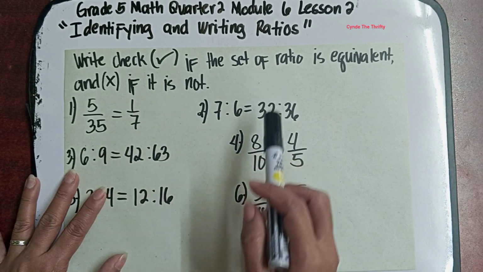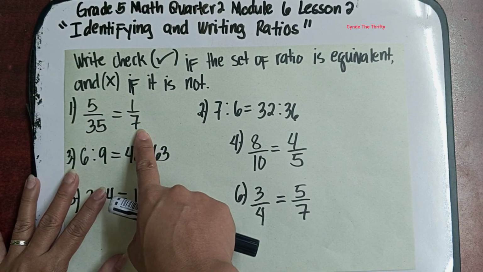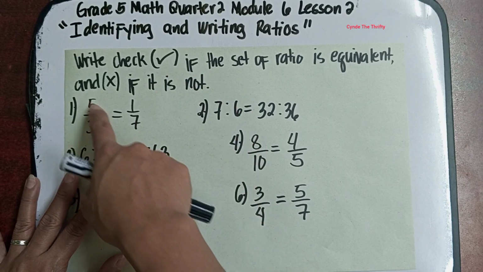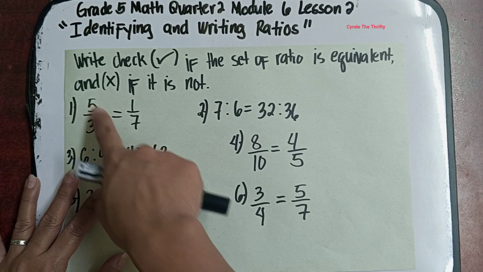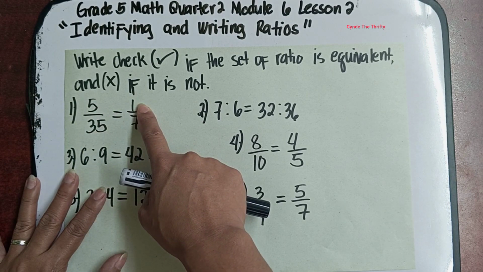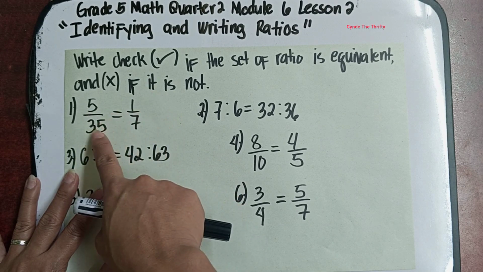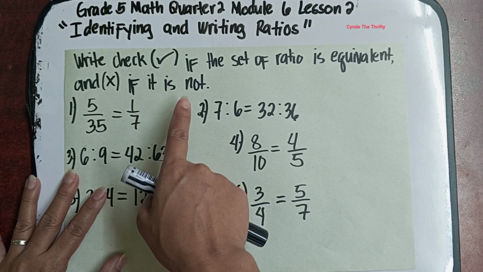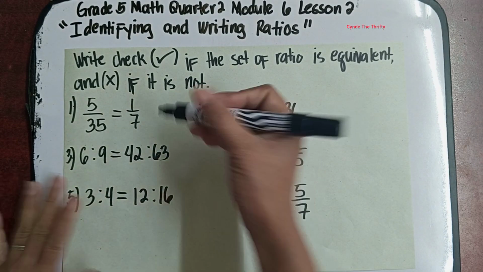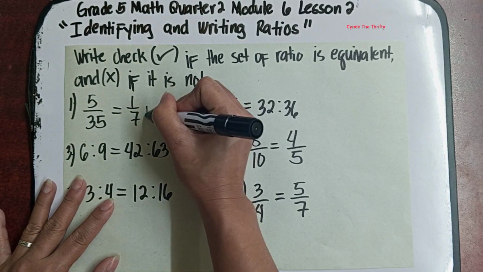So, ano yung gagawin natin? Dahil fraction ang given natin, ang gagawin natin is i-cross multiply natin siya. So kapag i-cross multiply natin, si 5 i-multiply natin kay 7 at si 35 i-multiply kay 1. Okay? So 5 times 7 is equal to 35. And 35 times 1 is equal to 35. Equal ba sila? Yes, equal. Kasi 35 is equal to 35. So therefore, check itong number 1 natin.